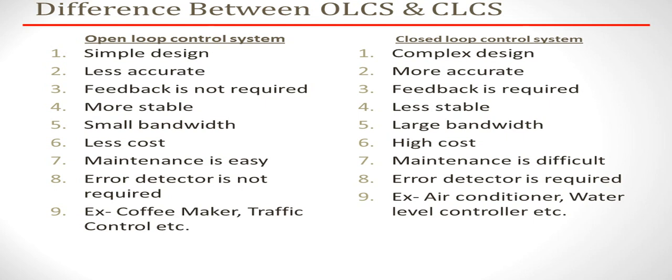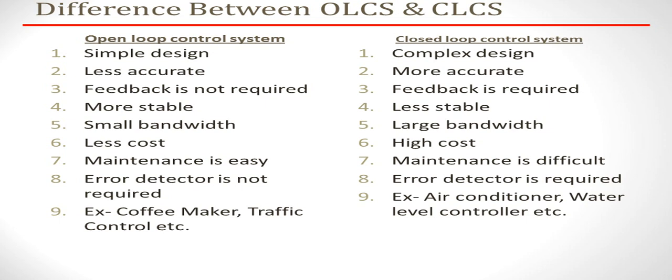Difference between open loop control system and closed loop control system. Open loop control system is simple in design while closed loop control system is complex. Open loop system is less accurate, closed loop is more accurate. In open loop system, feedback is not required. In closed loop system, feedback is must. Open loop control system is more stable, closed loop is less stable. In open loop control system, bandwidth is small. In closed loop, bandwidth is large.